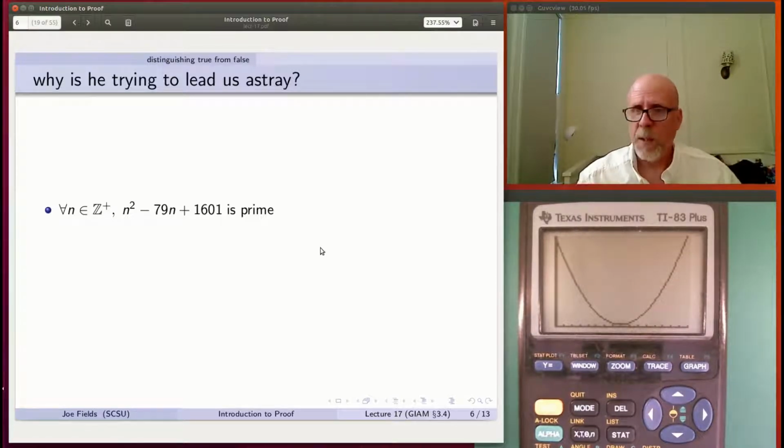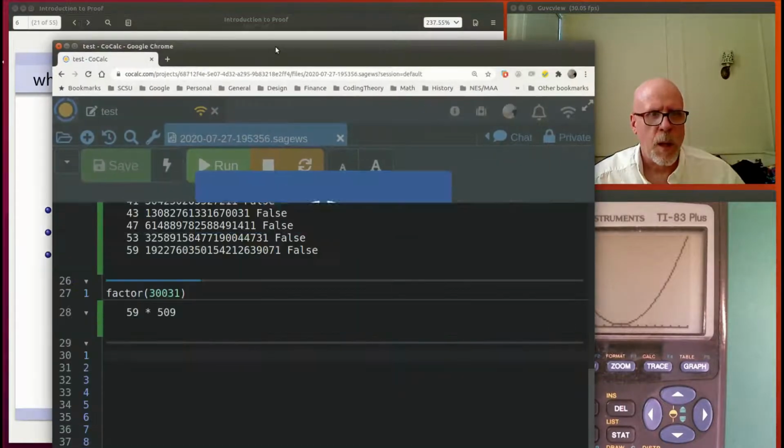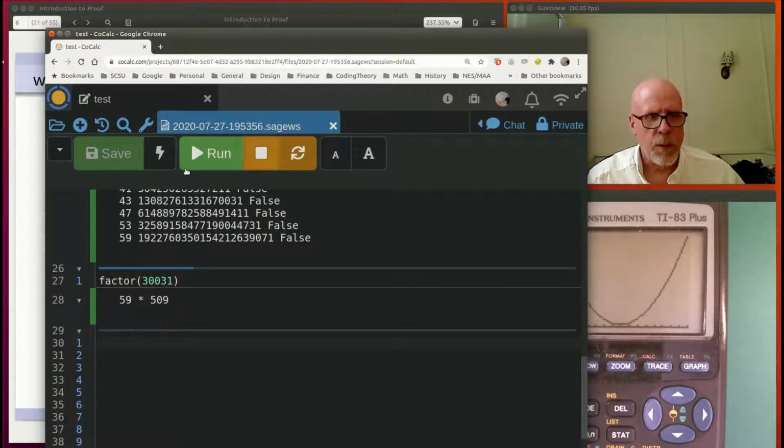But it's pretty surprising that you get a sequence of numbers that are all prime. In fact, I think it's like 79 positions in a row where you get a prime. Yeah. So let's not use a calculator for this. Let's look at this on CoCalc. Okay. So this is the worksheet we were playing with last time.